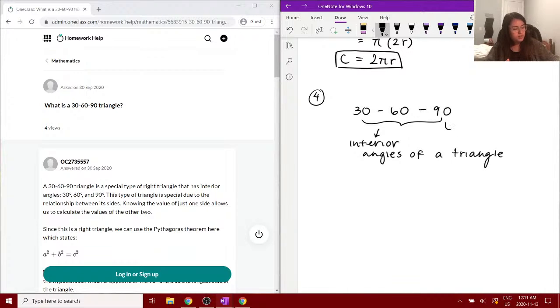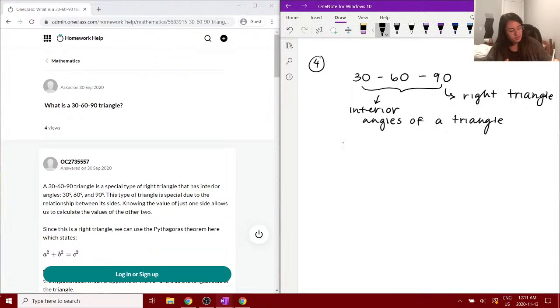And with the 90 degrees, you know that it has a right angle, or it's a right triangle, right? Because 90 degrees makes a right angle. So let's draw this triangle. Might look something like this, where we have 90 degrees in this corner, 30 degrees, and 60 degrees.